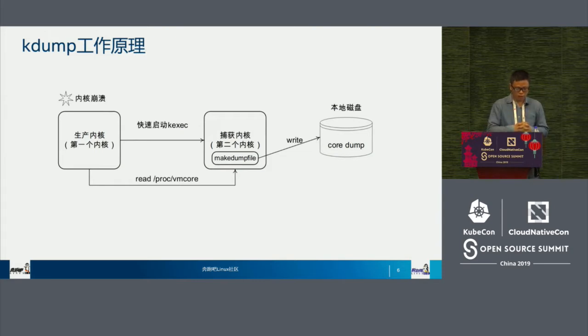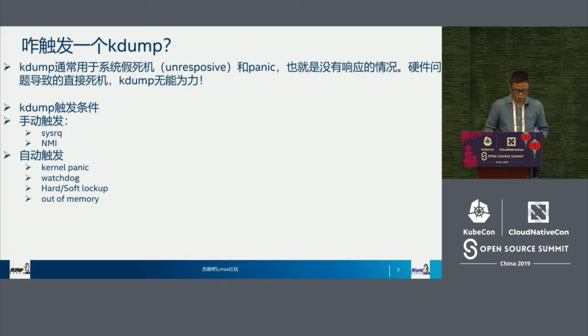This is the structure of kdump. When we have a crash, we have two kernels. One is called the production kernel and the other is the capture kernel, and they use kexec to capture the kernel of the crash. They will switch and create a snapshot of the memory and load it into a local or network disk.